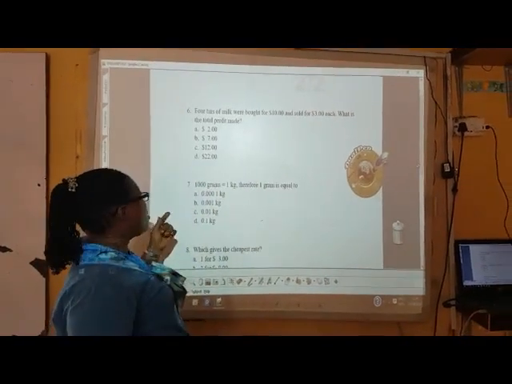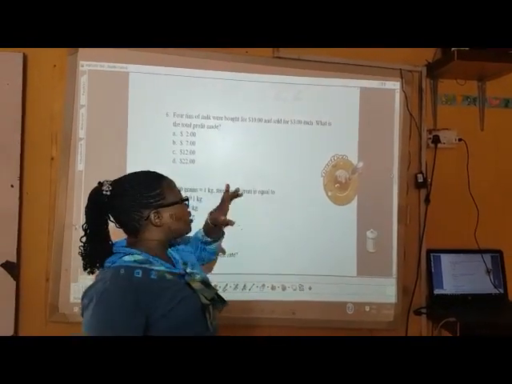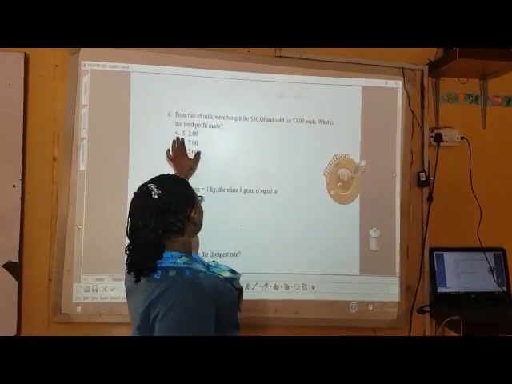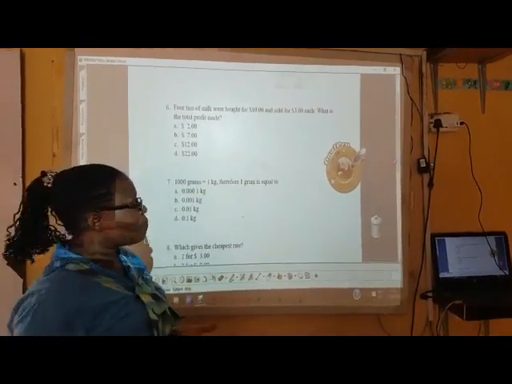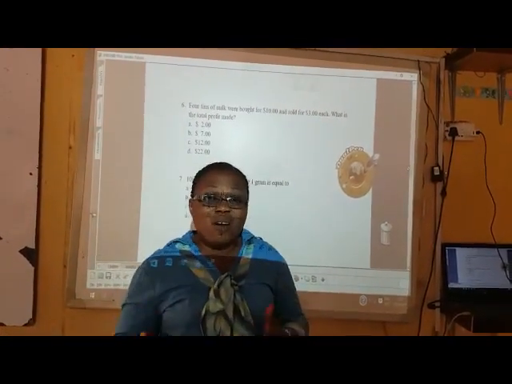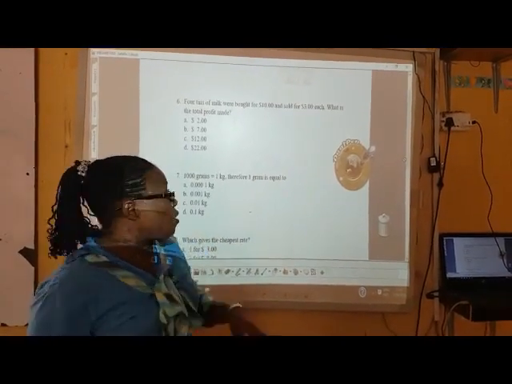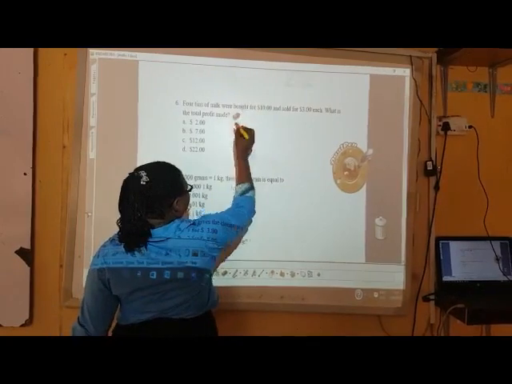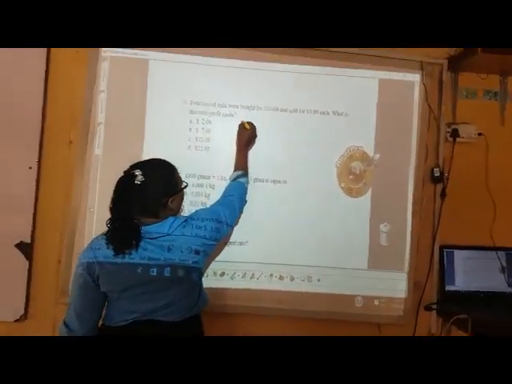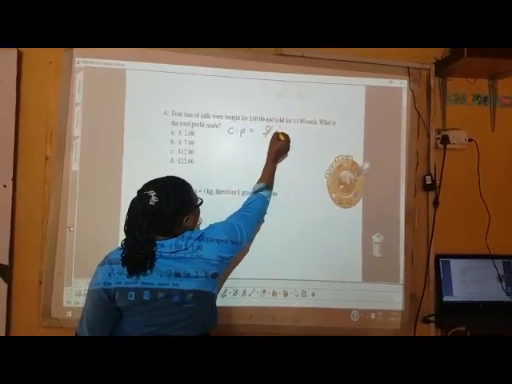Question 6. 4 things of milk were bought for $10 and sold for $3 each. We were told each. What is the total profit made? Now, when you hear bought, it means the cost price, while sold means the selling price. And we were told that our cost price here is $10.